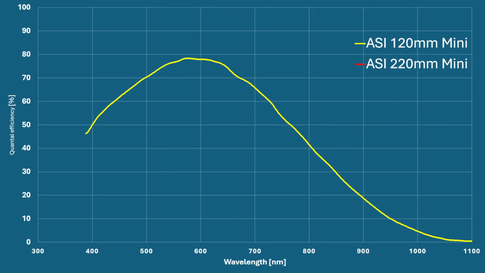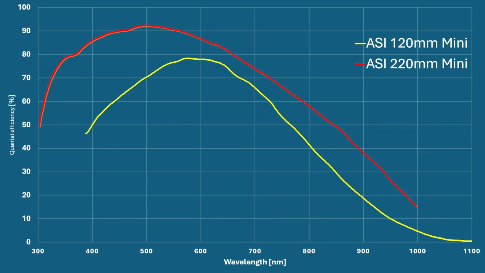Look at this graph right here. This is what's called the quantum efficiency graphs for these two cameras. And what this shows you is on the x-axis, it shows you the wavelength. So there's just different wavelengths of light, different colors of light. And on the y-axis, you see how good the camera is at converting that specific wavelength of light into signal.